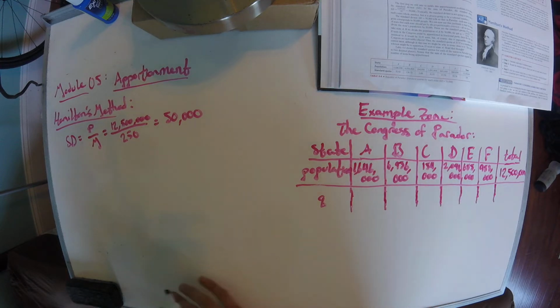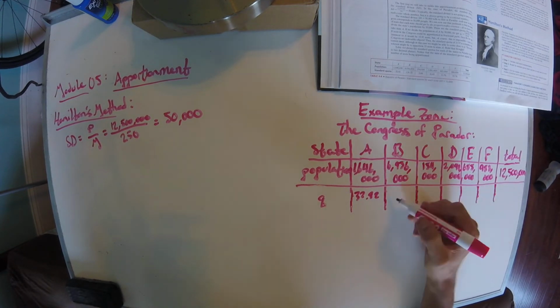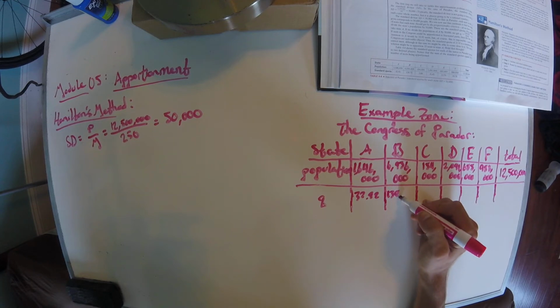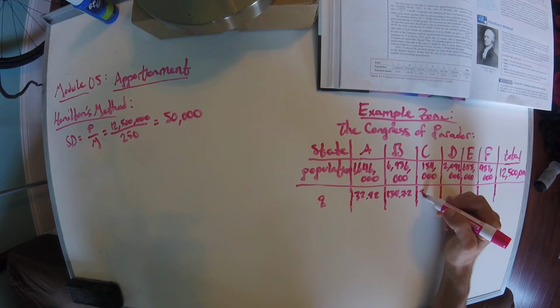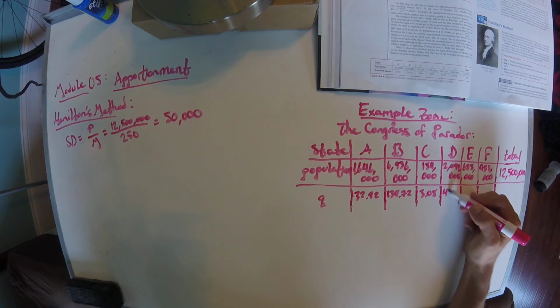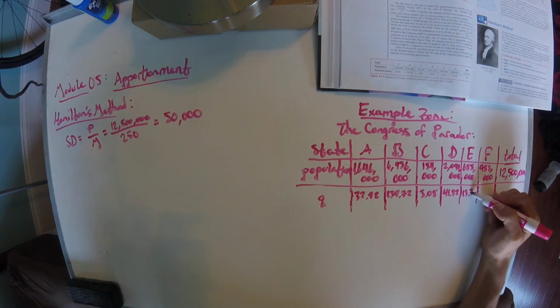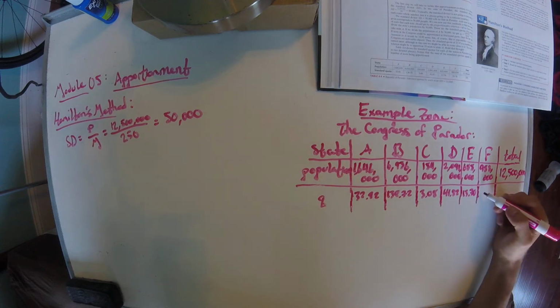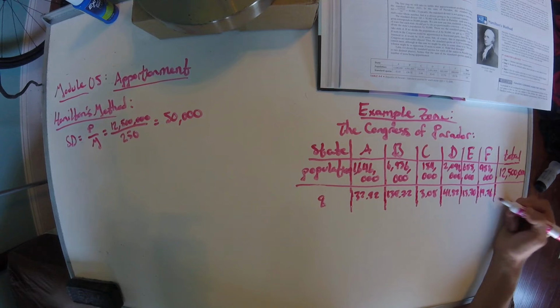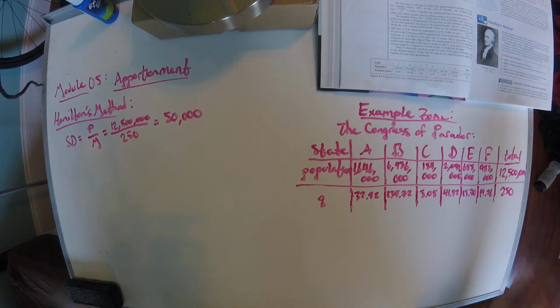Okay, so dividing each of these by 50,000, we get 32.92, 138.72, 3.08, 41.82, 13.70, significant figures, and 19.76. And of course, these are all going to sum to 250, the total number of seats.